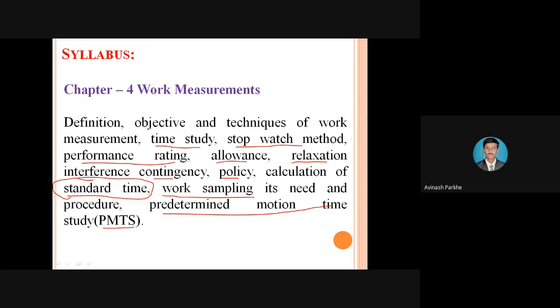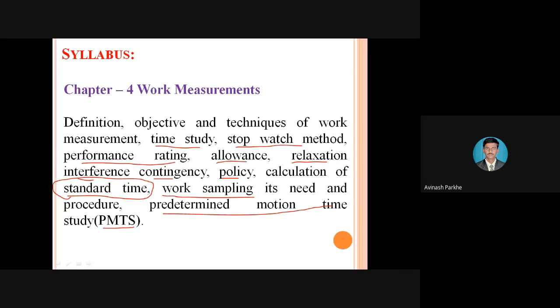Therefore, this work measurement is also called a time study, and in that we are going to discuss the predetermined motion time study. Motion time study means whatever movement of the operator takes place from one location to another, whatever movement of the job or the raw material takes place from one workstation to another.